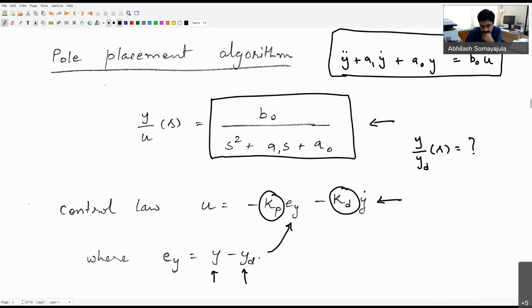Sir, that control law that has been written, KD into y dot. Correct. Okay. It's correct. Yeah, that's what I was also checking out, whether the sign is correct. Yes, it is correct.